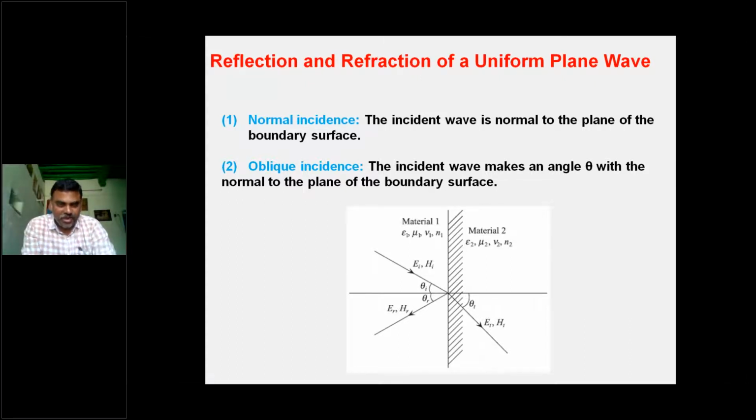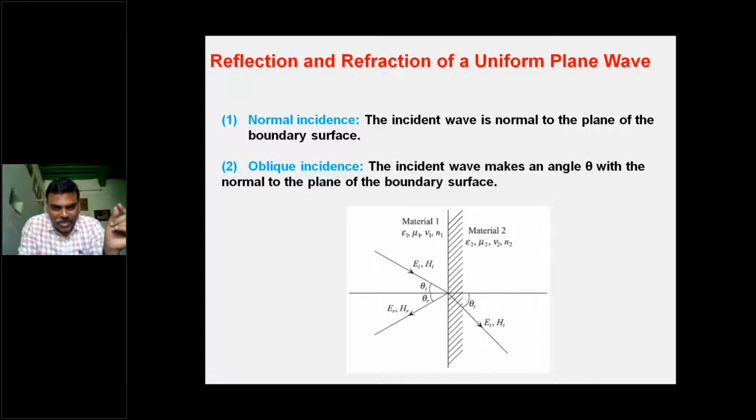Okay, and generally media 1 is characterized by mu1, epsilon 1, velocity v1, and eta 1. Similarly, media 2 by epsilon 2, mu2, v2, eta 2. And here, the angle of incidence is represented by theta i, the angle of reflection is represented by theta r, and the angle of transmission or refraction is represented by theta t suffix.